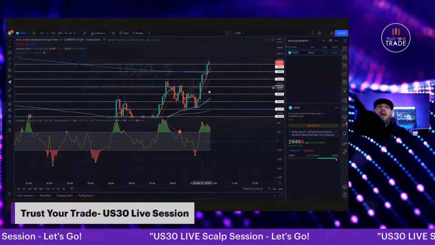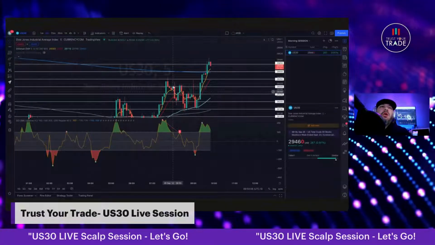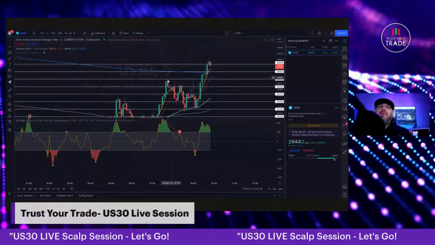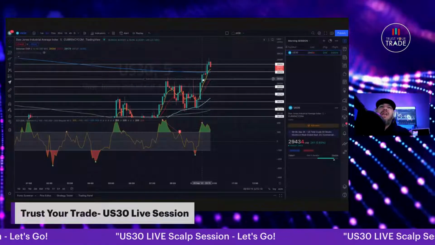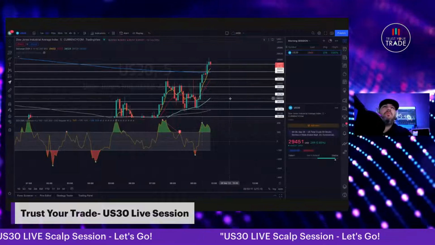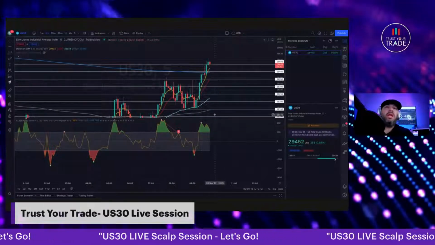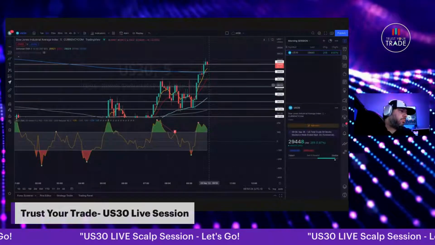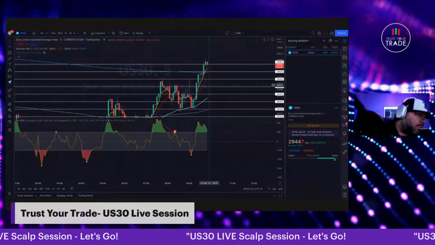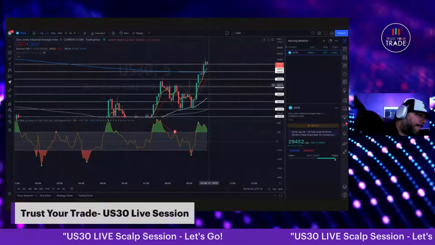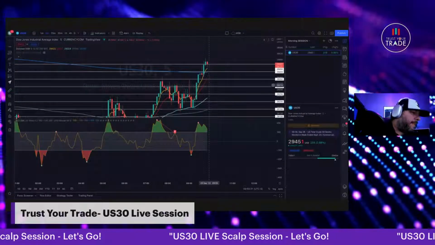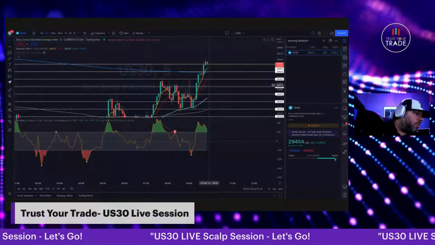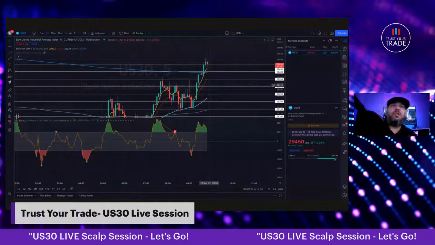But I do see 29,350 as a predominant area. We respected here, we respected here, she then finally broke that zone. So 29,350 could definitely be a zone that we respect. We're gonna have to wait and see. 29,350 would be a great zone for me to get out of a couple trades.